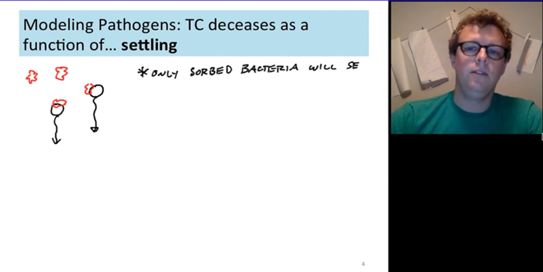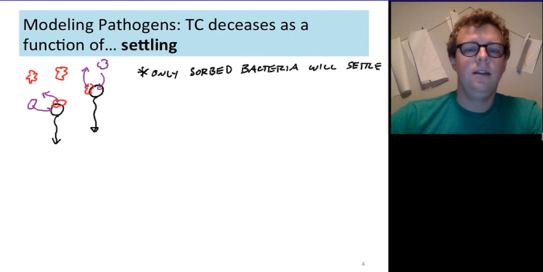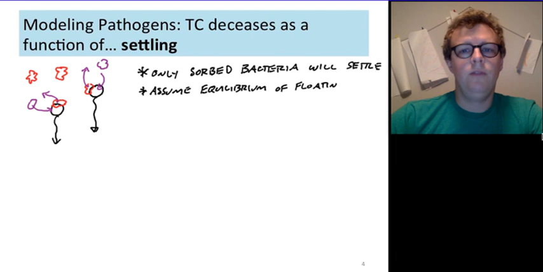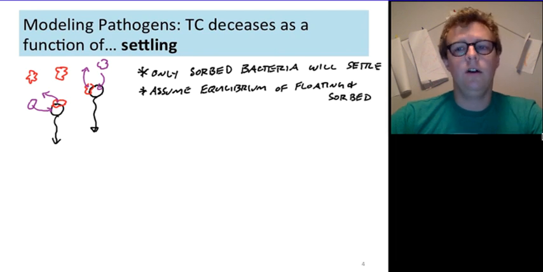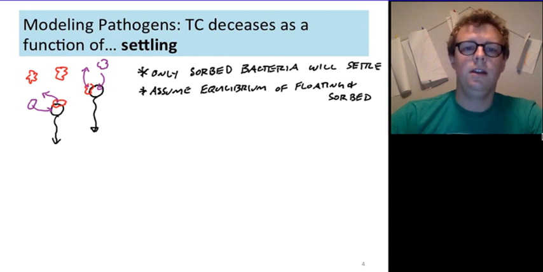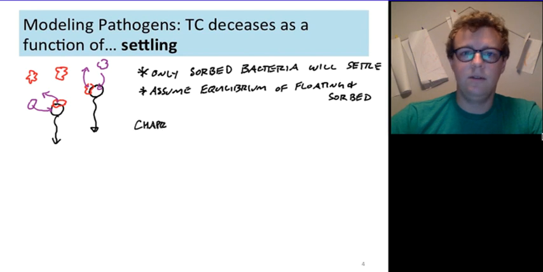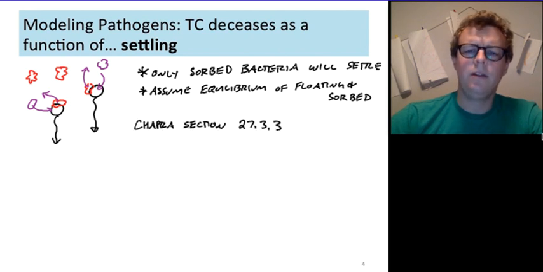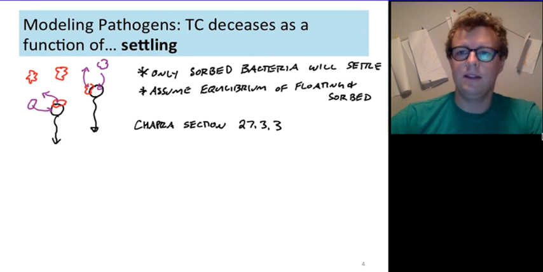One of the assumptions that we typically make is that we're at a state of equilibrium, meaning if you're a pathogen and you sorb, you're not necessarily stuck there, but if you let go, someone else is going to take your place. And so we get this partitioning of pathogens between those that are sorbed and those that are free-floating. For settling purposes, we only want to deal with those that are sorbed. Now, Chopra talks you through the derivation of this in 27.3.3 in the text. I'm just going to hit the high points here.